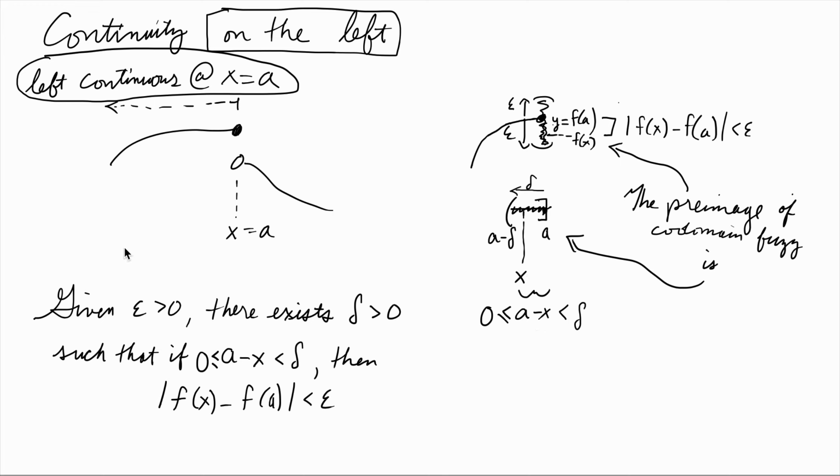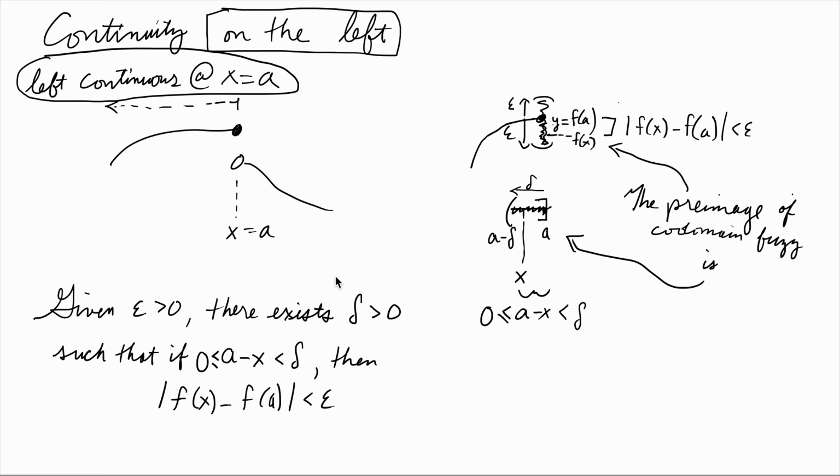Okay, and we can write that this way. Given epsilon greater than 0, that refers to this epsilon codomain fuzz. So basically, given some codomain fuzz, there exists some left fuzz from A. That's what this means right here, delta greater than 0, such that if that, then the image point f of x from that x that's in the left fuzz is going to come up here and be in that codomain fuzz.